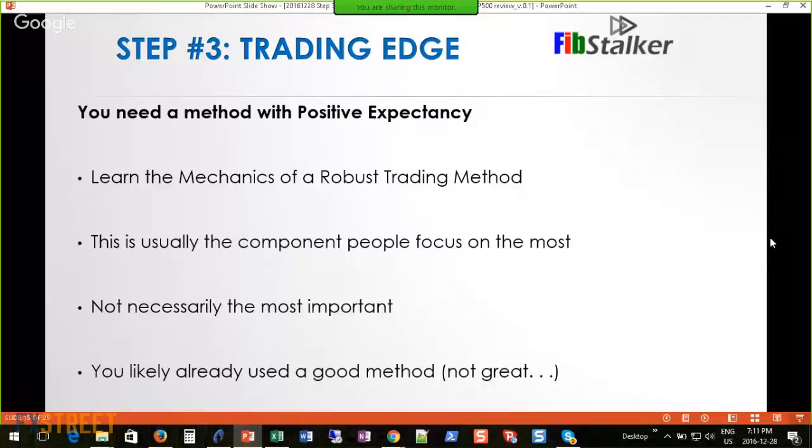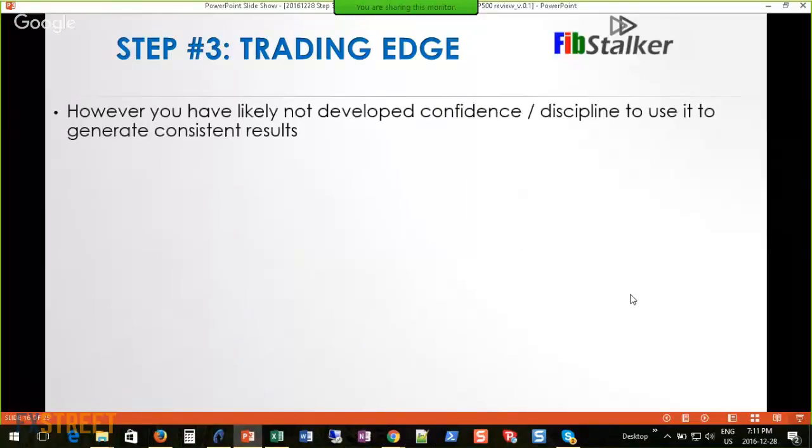And again, you probably stumbled upon or used in the past a good method, maybe not a great method, but a good method that gives you a trading edge. However, the reason why you are probably not able to trade it is because you have not developed the confidence and discipline to use it to generate consistent results. And this is very important, the key in consistent trading, in successful trading, rather.